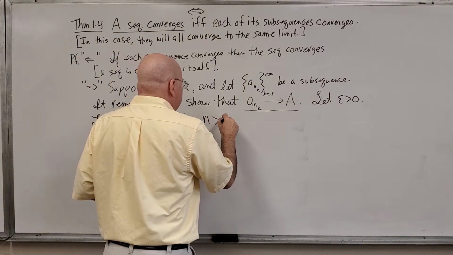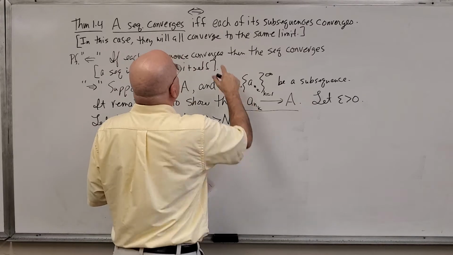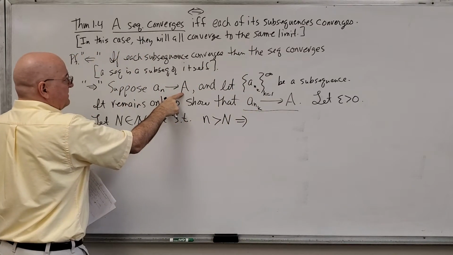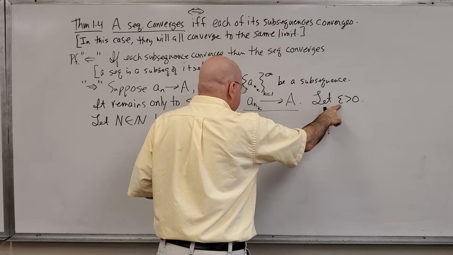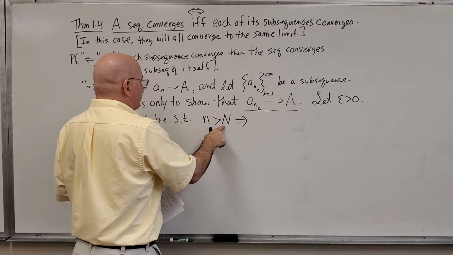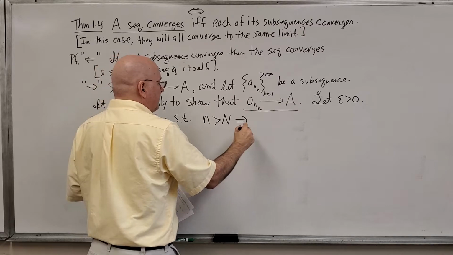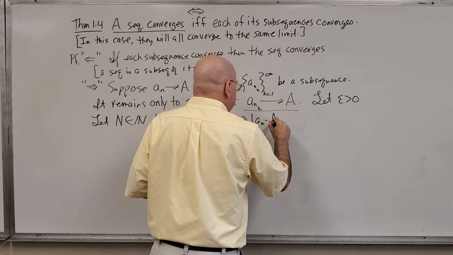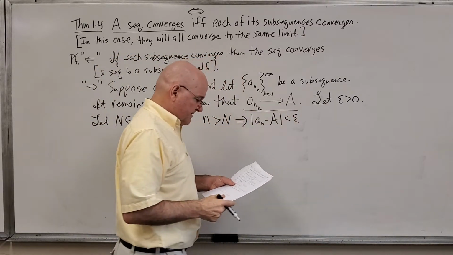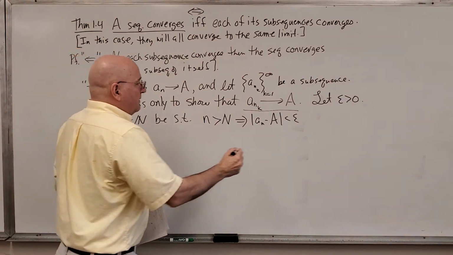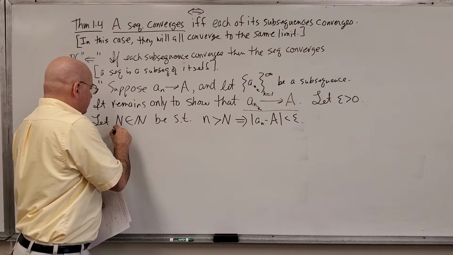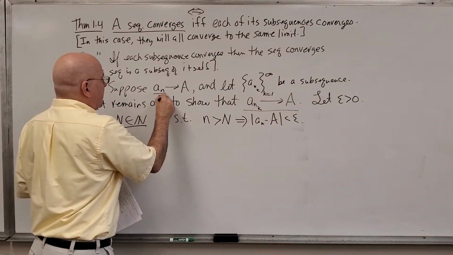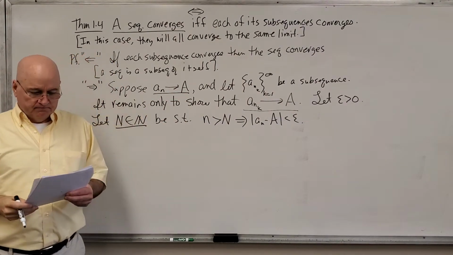n greater than capital N implies, well, we know AN converges to A, so I already know that for whatever epsilon is, there exists a capital N such that little n greater than N means that AN minus A is less than that value of epsilon. The justification for that one sentence, that this N exists, is because AN converges to A.